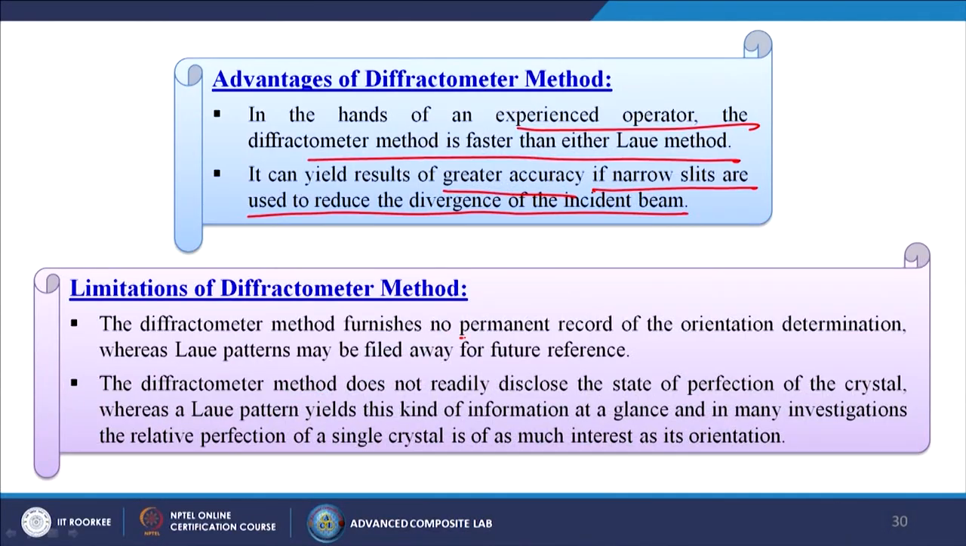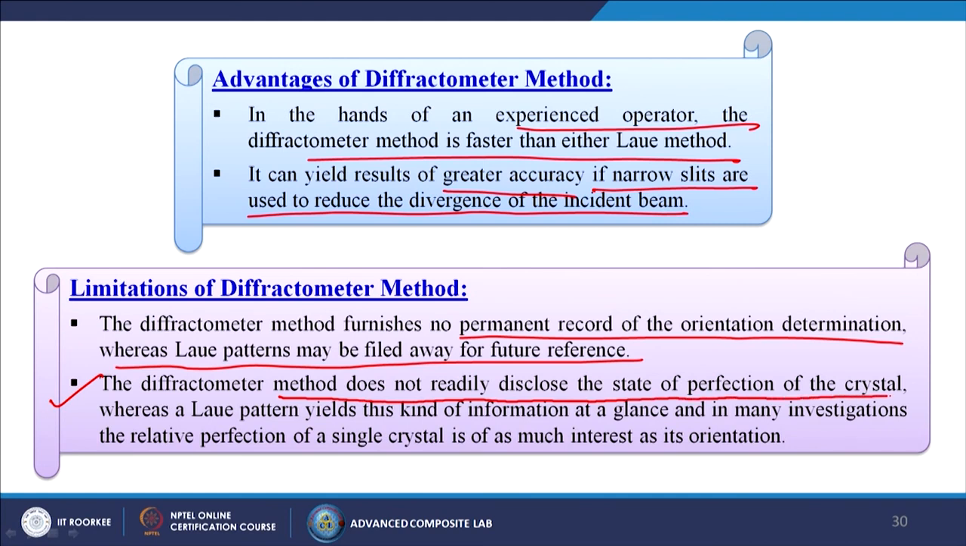The diffractometer method furnishes no permanent record of the orientation determination, whereas Laue patterns may be filed away for future reference. The diffractometer method does not readily disclose the state of perfection of the crystal, whereas a Laue pattern yields this kind of information at a glance, and in many investigations the relative perfection of a single crystal is of as much interest as its orientation.